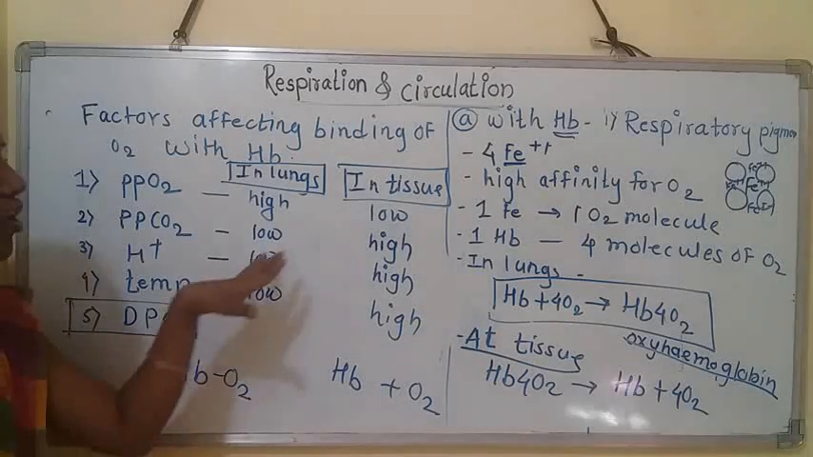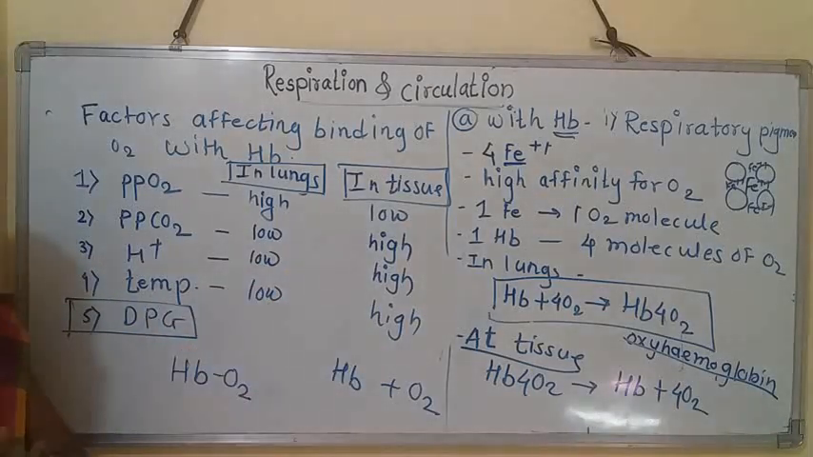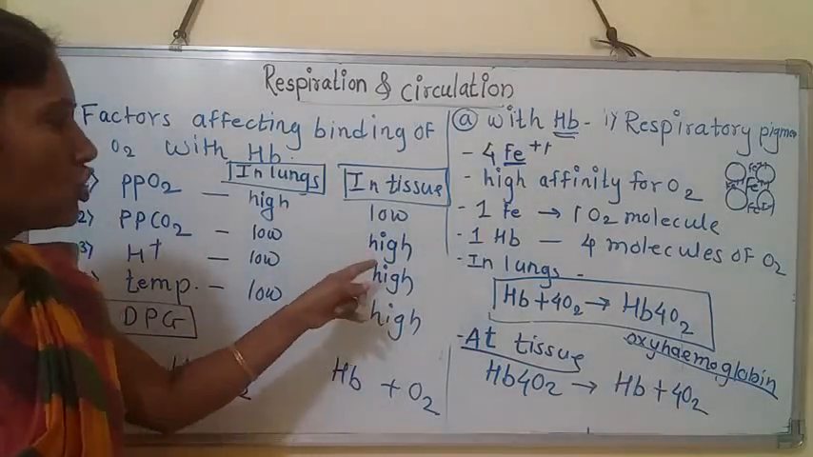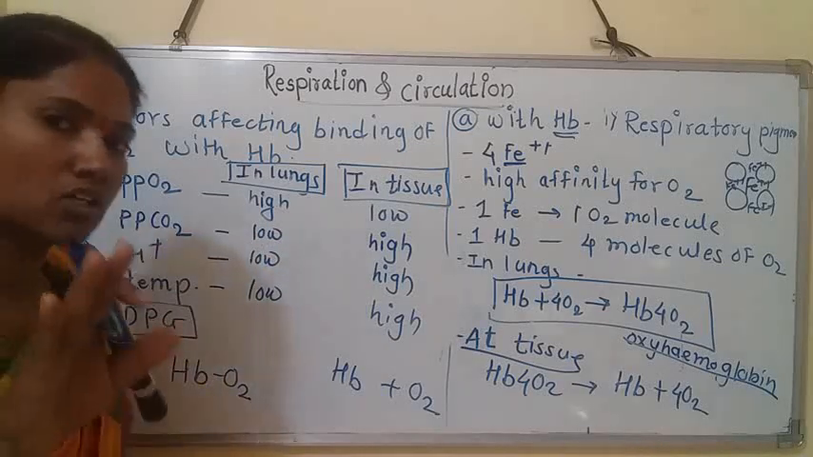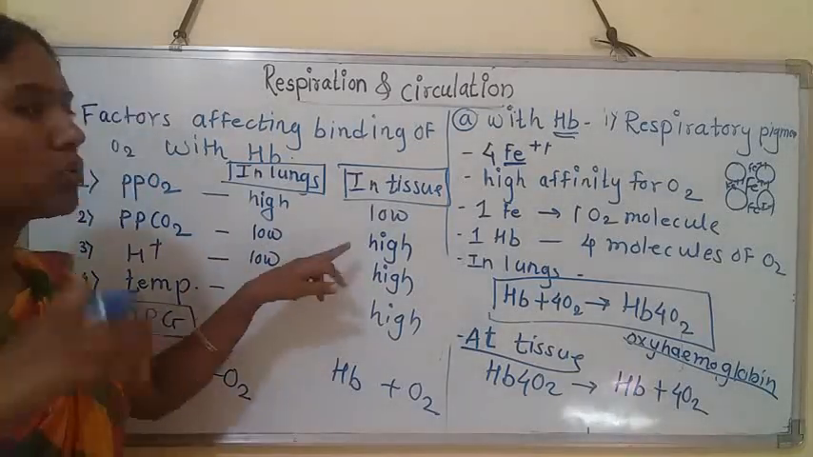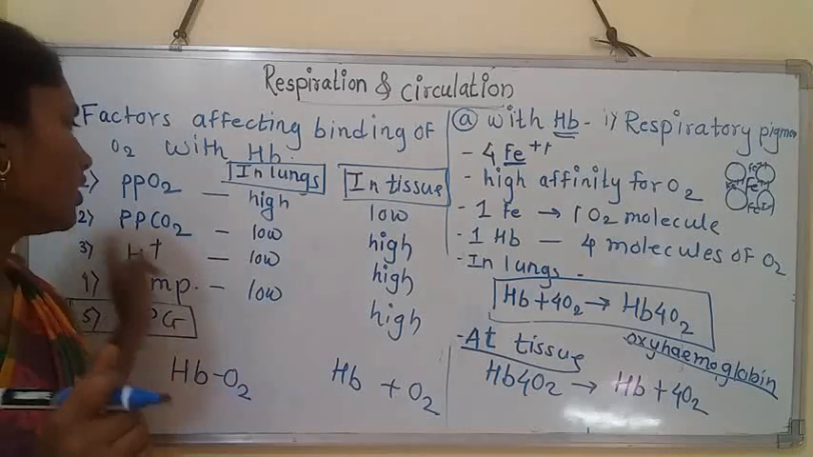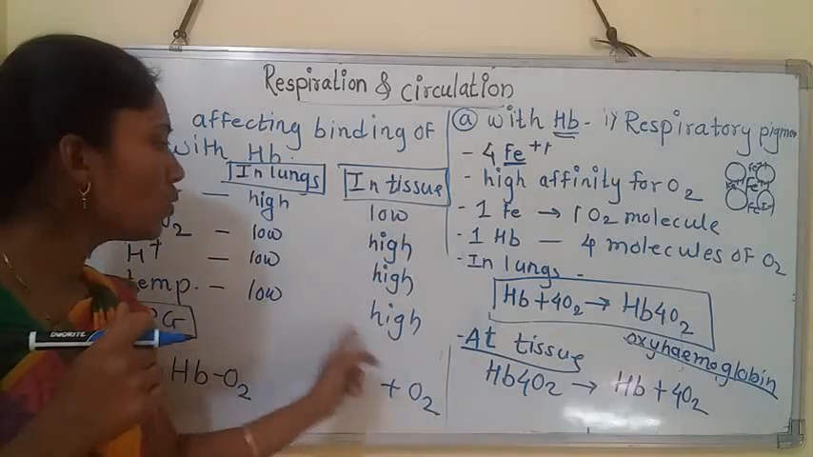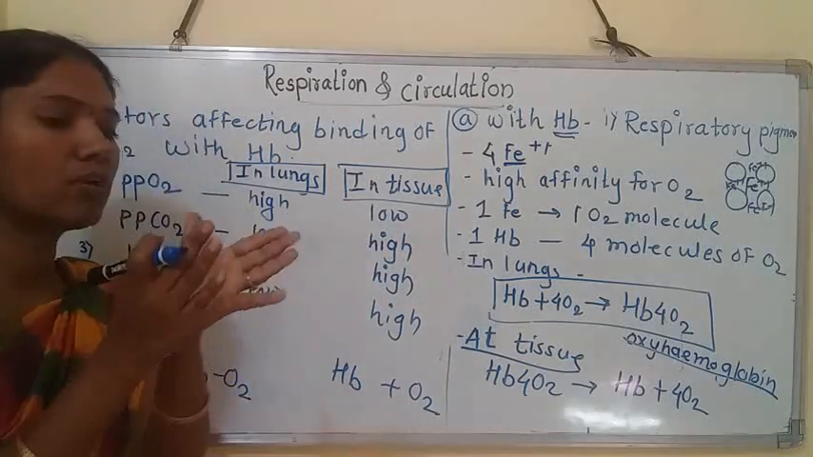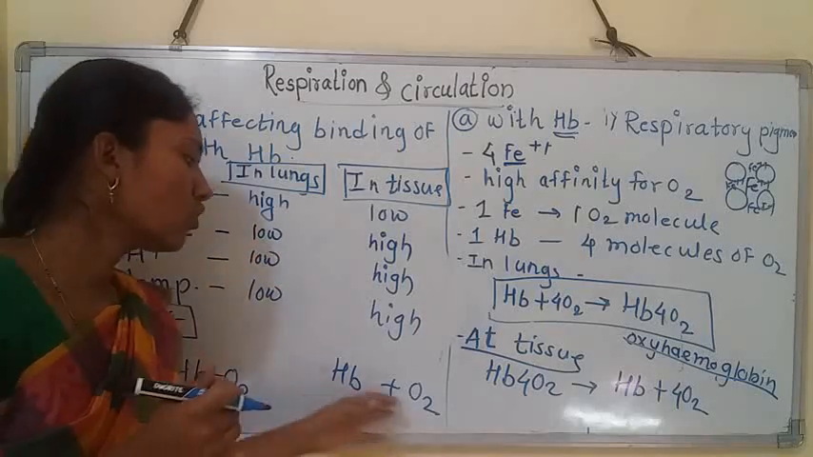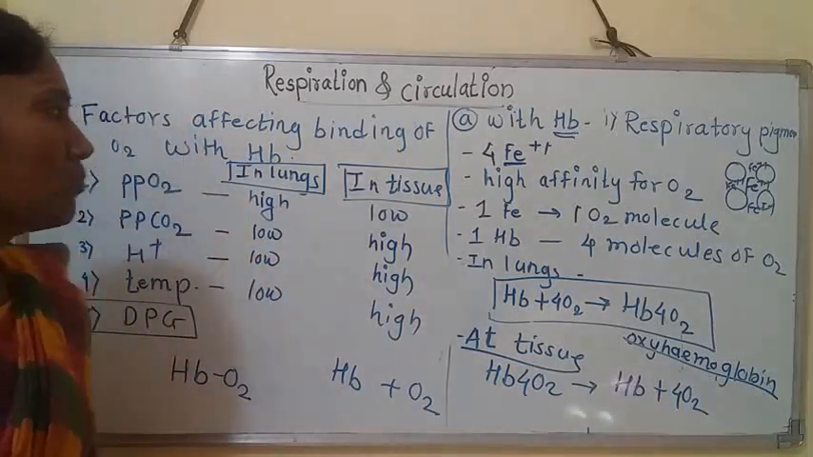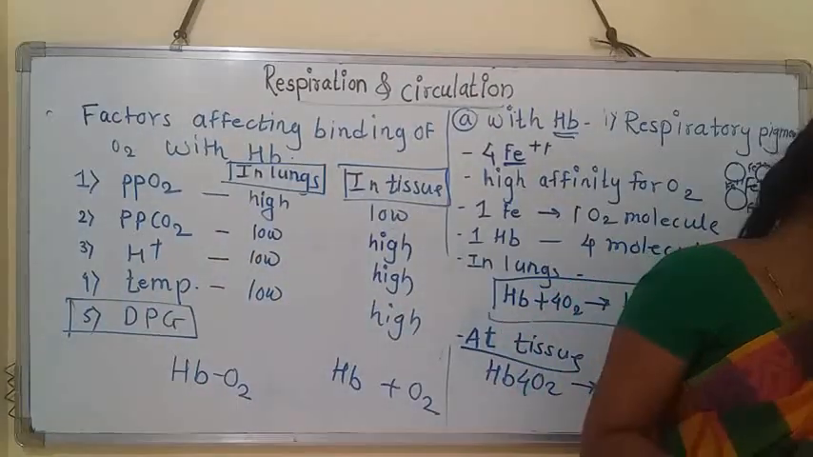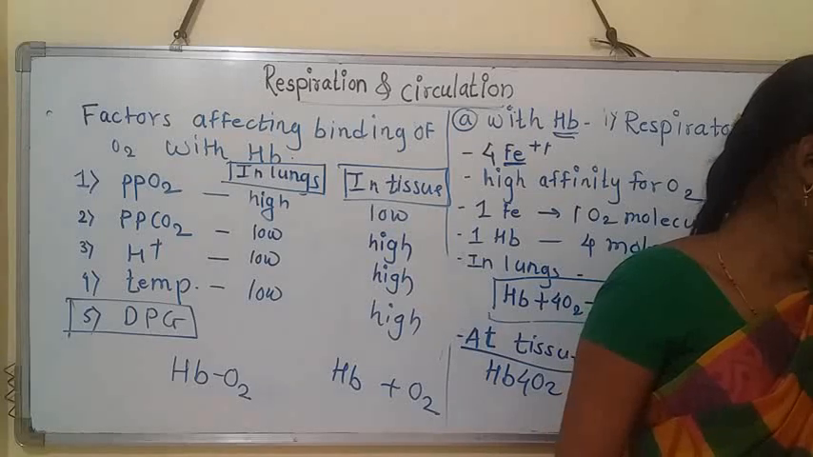But when this oxyhemoglobin reaches the tissue, opposite conditions are there within the tissue. It means in tissue partial pressure of oxygen is low, partial pressure of CO2 is high, H plus ion concentration is high, and temperature is also high. Due to all these factors, oxyhemoglobin complex breaks or dissociates and oxygen is released from the hemoglobin. So in this way, these are the various factors affecting the formation of oxyhemoglobin and dissociation of the oxyhemoglobin.